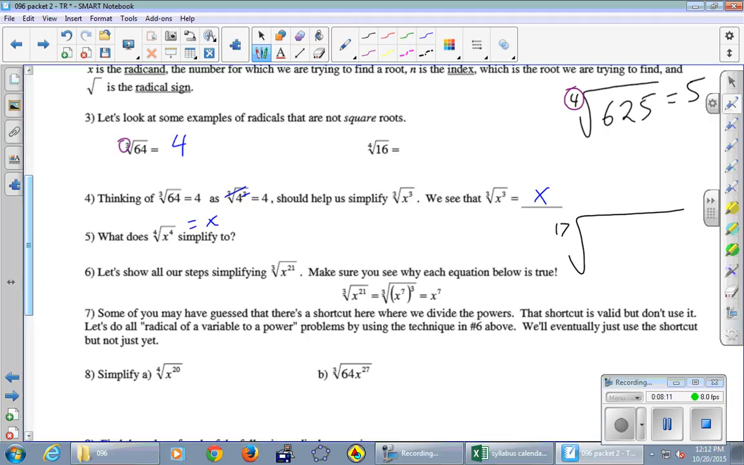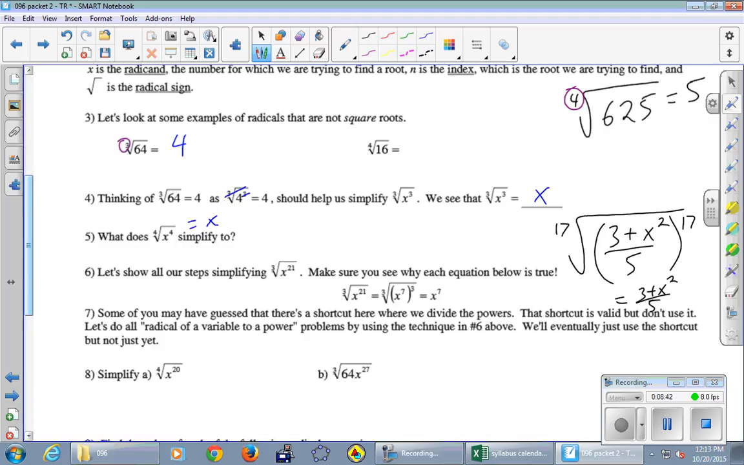3 plus x squared over 5 to the 17. We can simplify this. What is it? It's 3 plus x squared over 5, because the 17th root and the 17th power are opposites, and they just plain cancel. So we're left with just the stuff in the parentheses. Okay, everybody understand that idea?